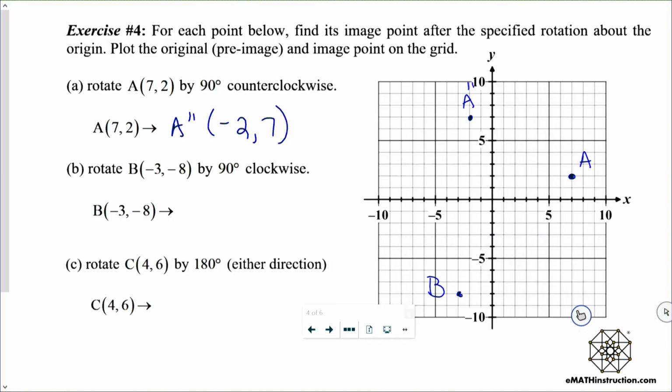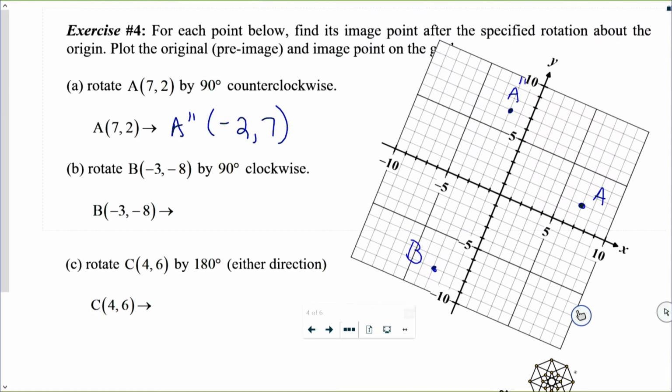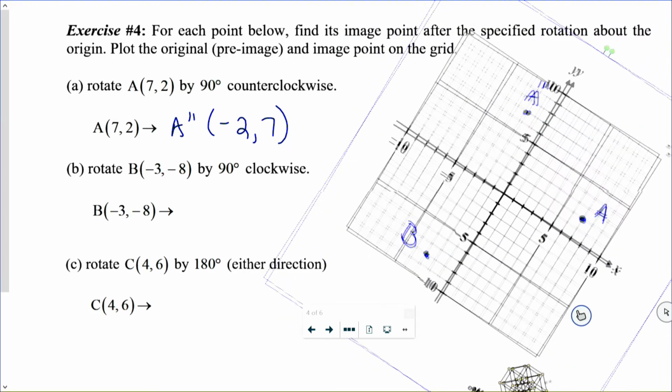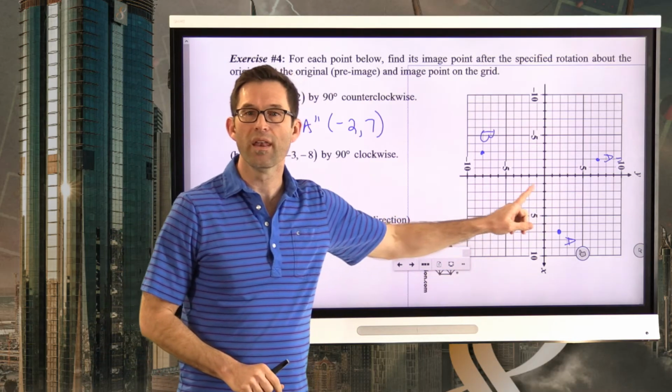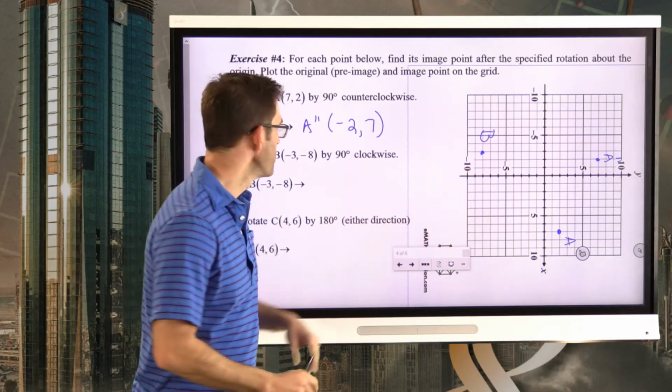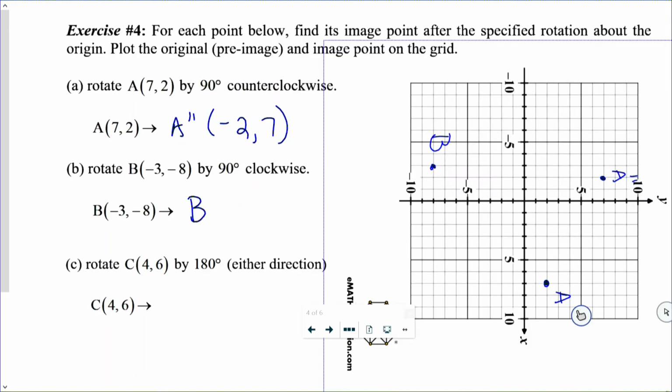So now I've got that thing at -3, -8. I'm going to click on this. I'm going to try to rotate it. There we go. Now it rotated properly, right? So my new image is now going to be at -8, +3. So B prime is at -8, +3.